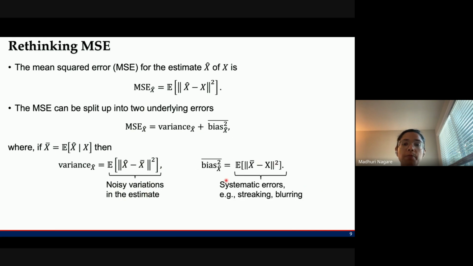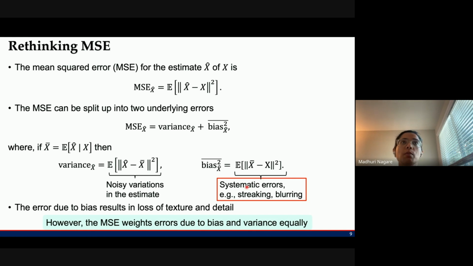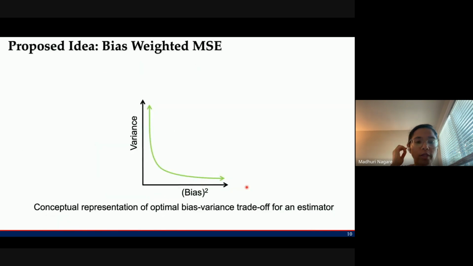And then bias is the systematic error remaining after averaging. These are systematic errors which cause the loss of detail and texture, and these errors cannot be removed even after averaging. So these are the bias types of errors we want to reduce. But mean square error gives equal weightage to bias and variance. So we propose a new error metric.